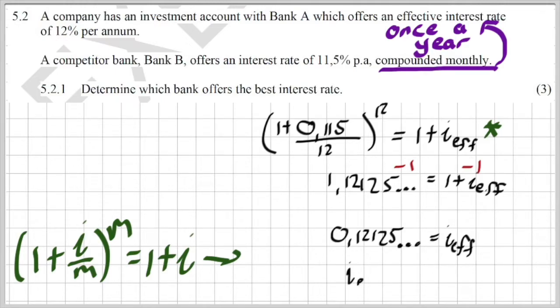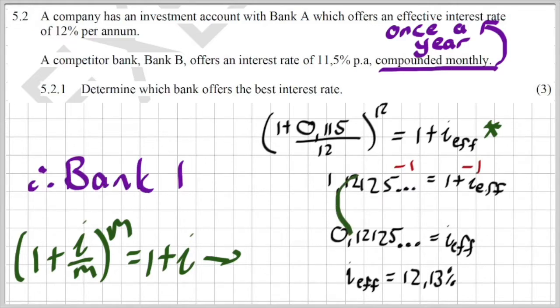As an interest rate, I get 12.13%. So hence, it means my money is going to effectively grow at 12.13% in 1 year. So which one is better? Remember, that's the question. We've got to answer it. Of course, Bank B is better. Okay? Sorry for that. Bank B is better.